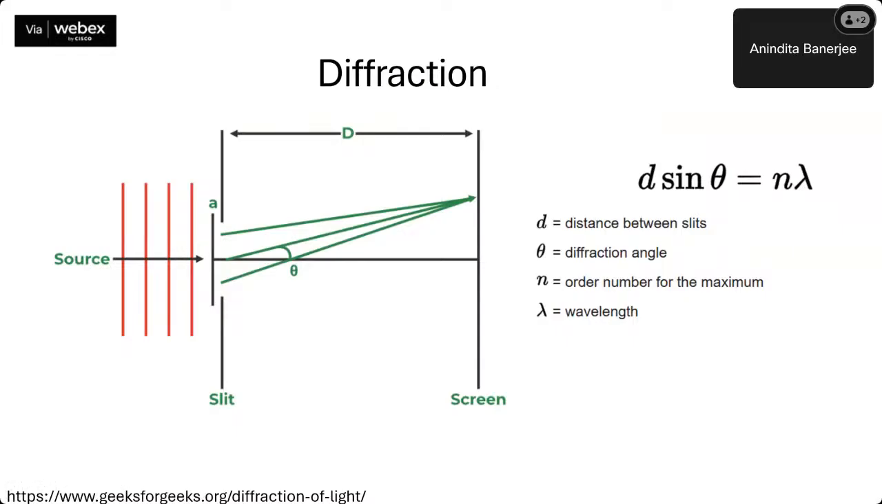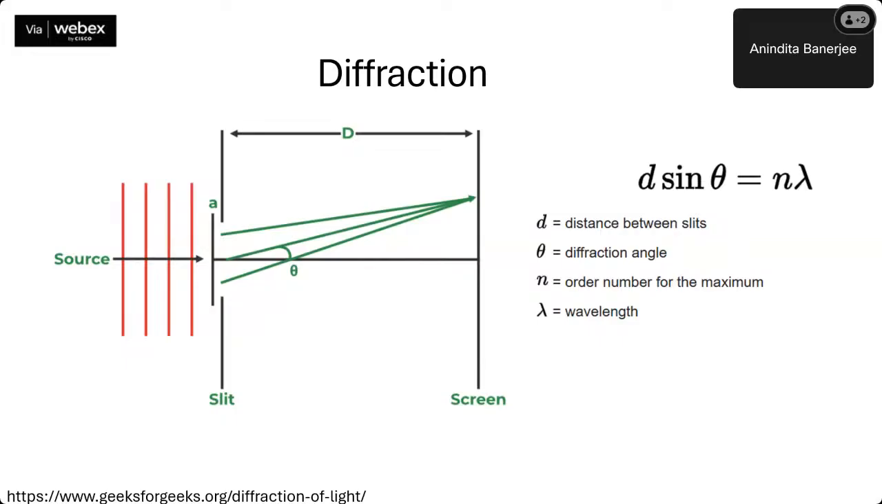So in diffraction, there's nothing much to say here. We know that light travels in a straight line, but diffraction is the deviation of waves from the straight line whenever they meet an obstacle, and there is no change in the energy.